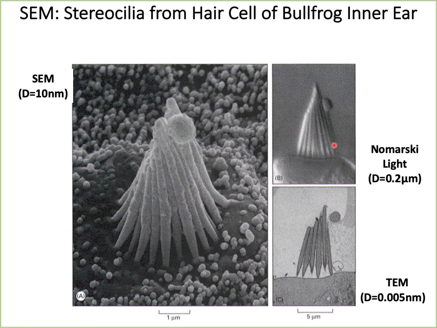You can see right here that these are ciliary projections from the hair cells of the inner ear of a bullfrog. And in the upper right image, the Nomarski or differential interference microscopy, you get some idea of the three-dimensional structure of this projection from the hair cells. Remember the resolution to be approximately 0.2 microns.